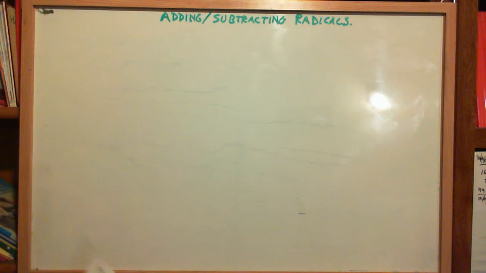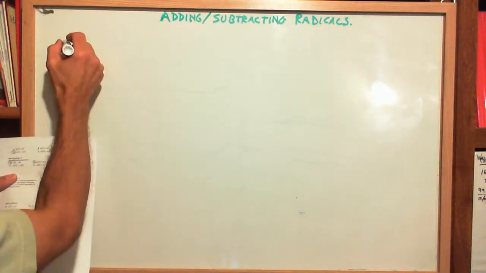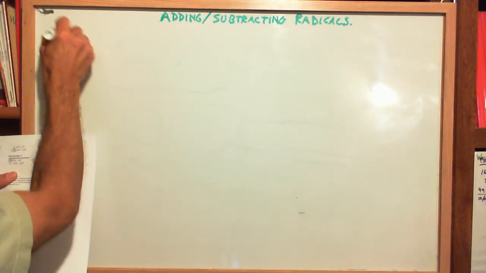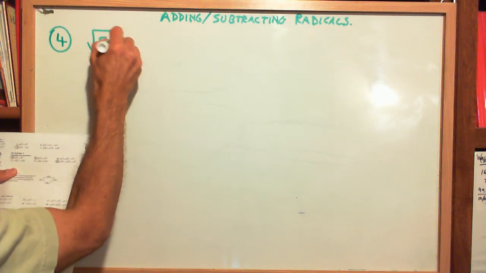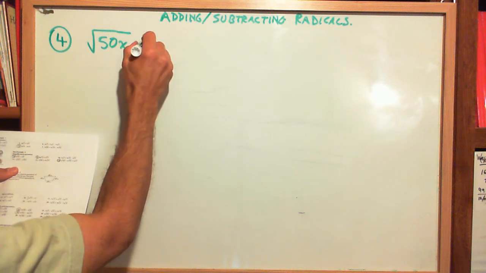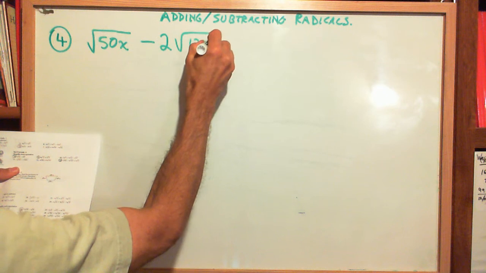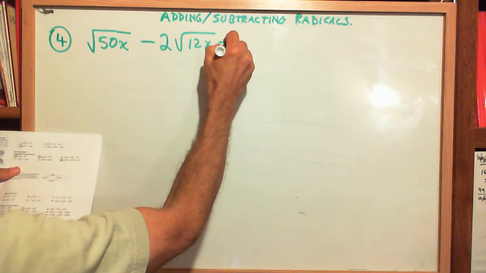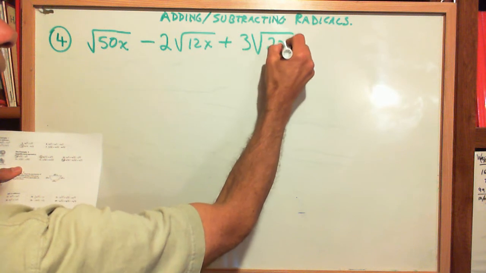I think we're almost done with the adding. Let me just think if there's a couple more just to practice. Sometimes people get sort of freaked out by something like this. Let me think, we did 3, right? So here's number 4. When we have something like this, the square root of 50x minus 2 square root of 12x plus 3 square root of 2x.